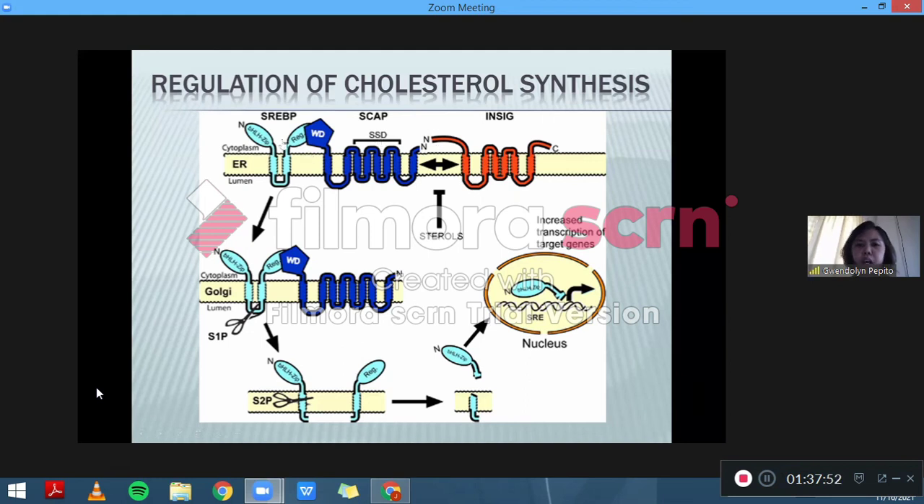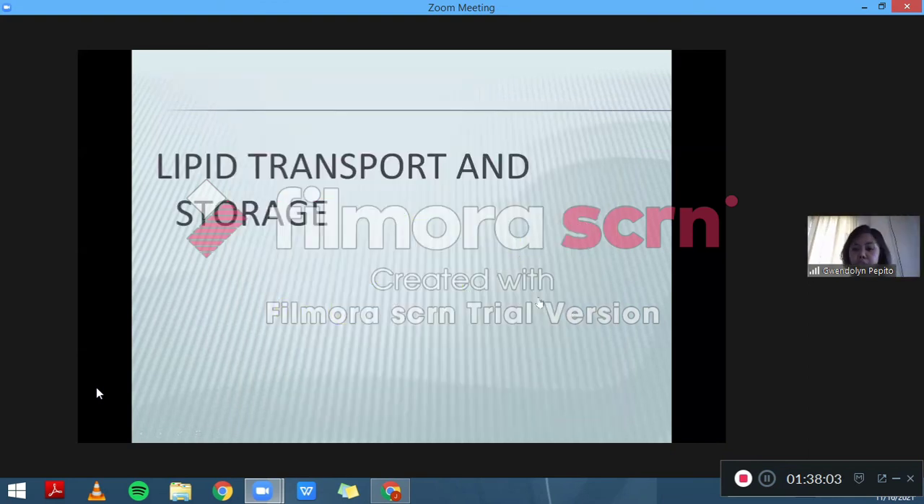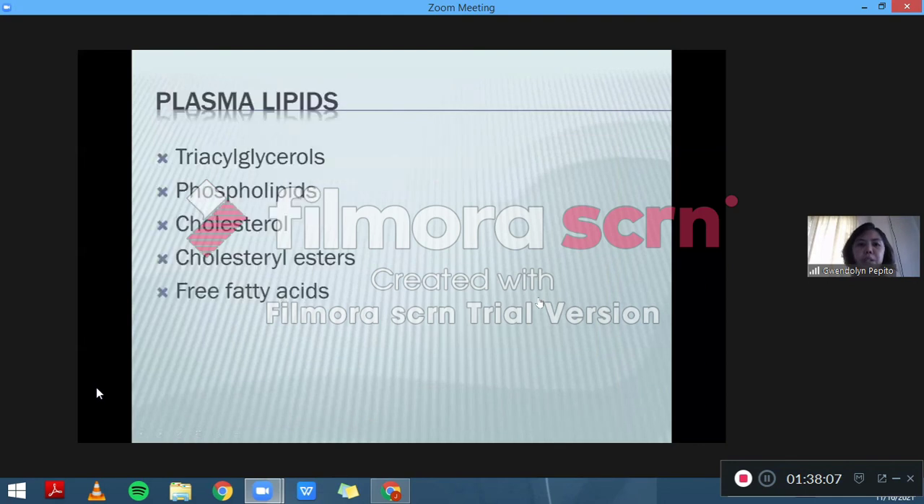Cholesterol transport, we'll deal with that later. Now, lipid transport and storage. These are your lipids in the plasma: triacylglycerols, phospholipids, cholesterol with fatty acids or cholesterol esters, and free fatty acids. The free fatty acids are mainly transported via albumin.